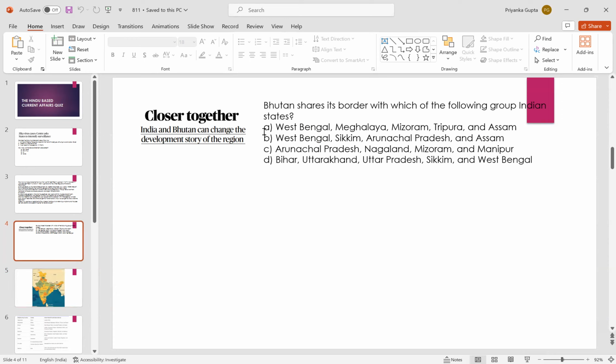Your homework here is to find out which country shares its border with the groupings A, C, and D. These are not random states, okay? They also share a border with some countries.